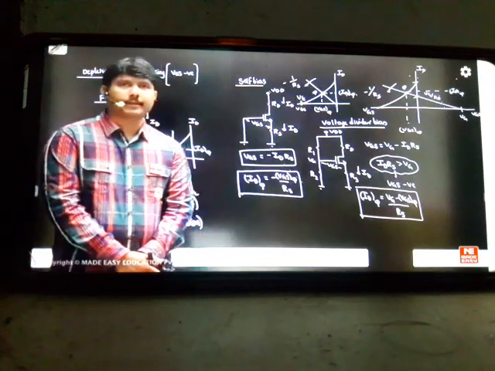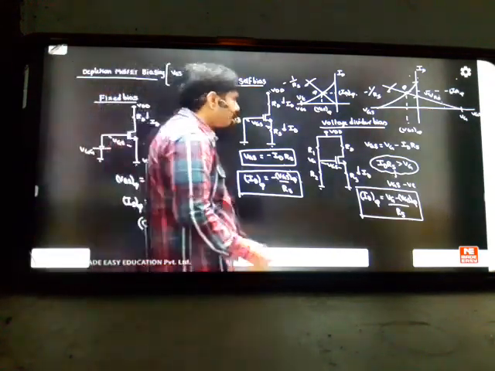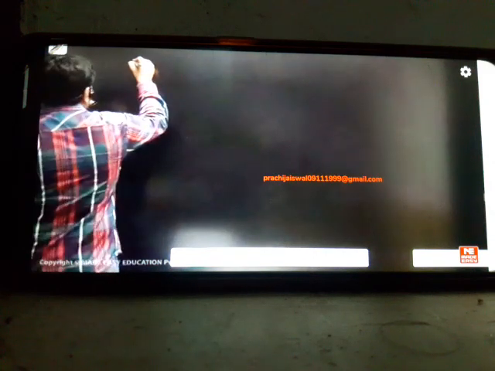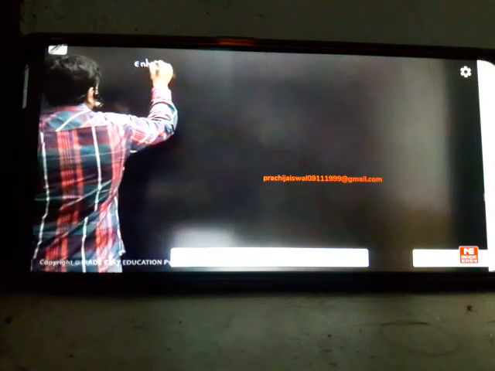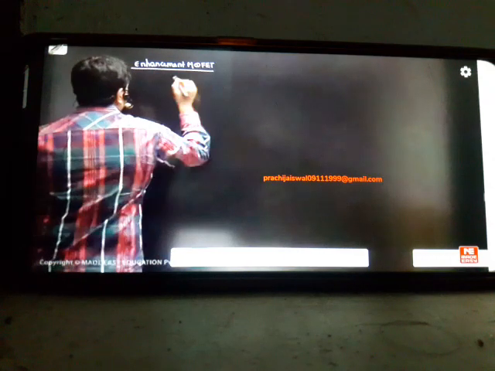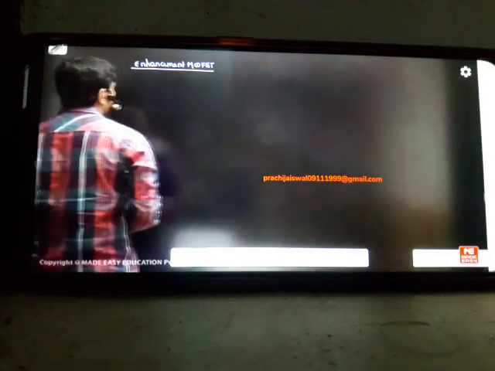So let us complete the final topic, that is the enhancement MOSFET. Yes, we'll recollect the enhancement MOSFET. The last one we have is enhancement MOSFET. Keep the heading: Enhancement MOSFET.